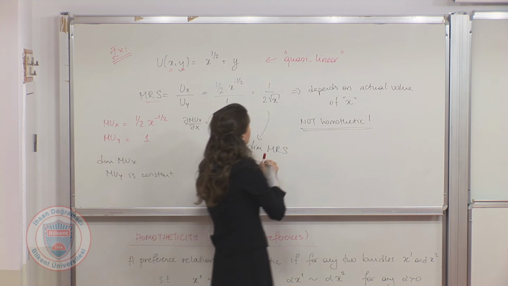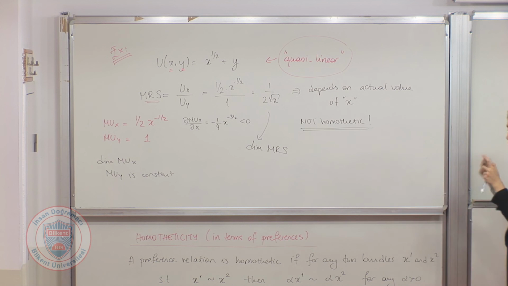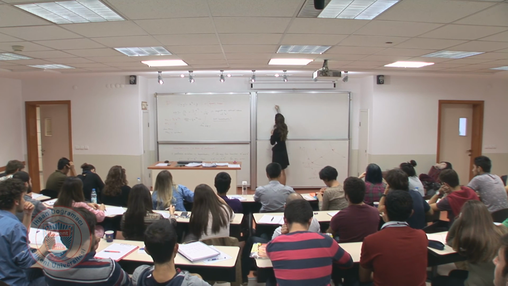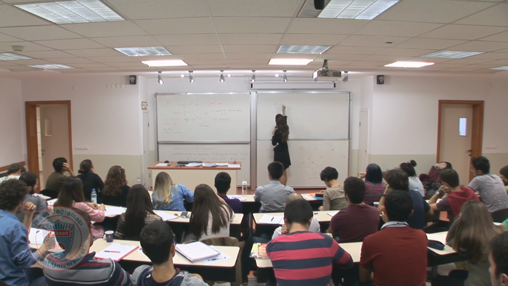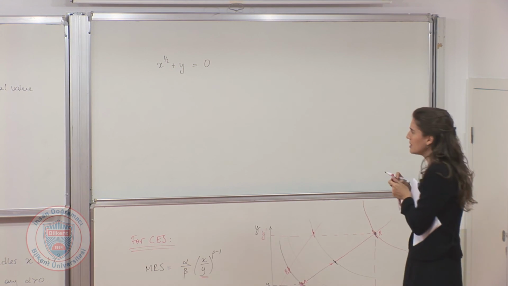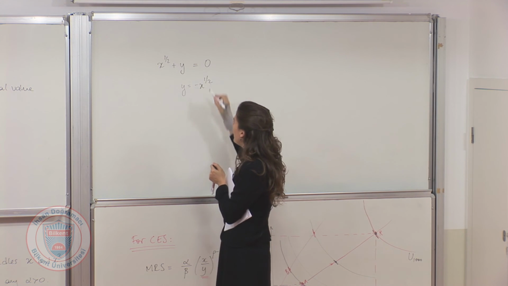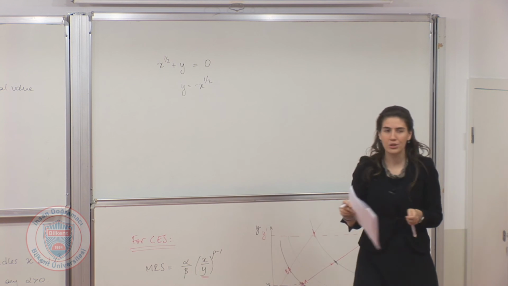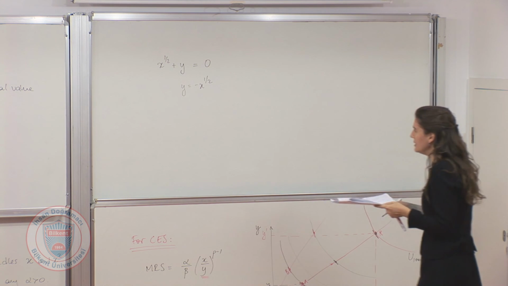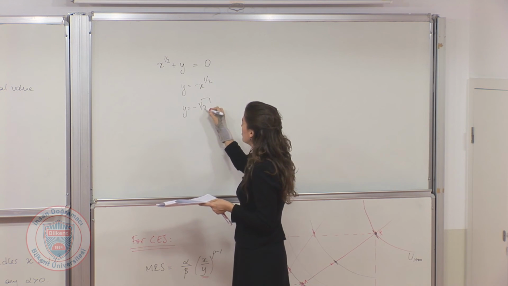Okay, but why is it called quasi-linear? Let's try to see. If I want to draw an indifference curve, how do I draw it? Remember, I was setting this utility function, x to the power 1 over 2 plus y, equal to some number. Let's set it equal to 0, or some constant c. So y equals minus x to the power 1 over 2. How will I draw this? This is y equals minus square root of x.